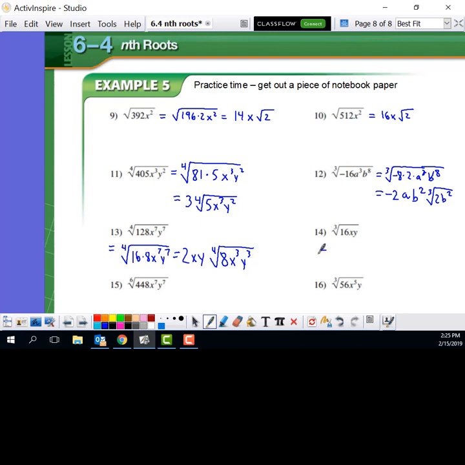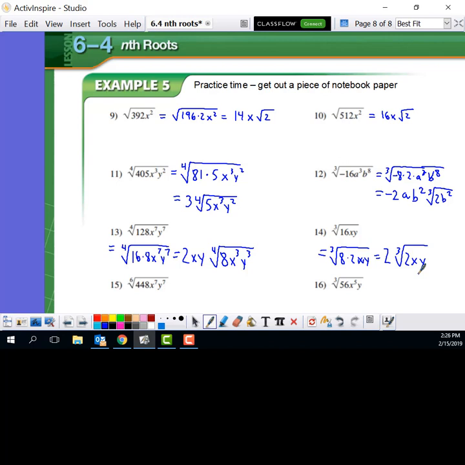The cubed root of 16xy. I can do that as the cubed root of 8 times 2xy. The 8 comes out as a 2. And I have the cubed root of 2xy trapped inside forever.